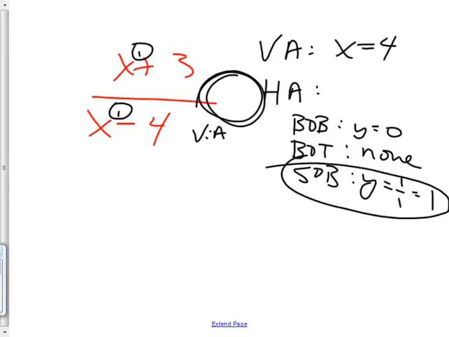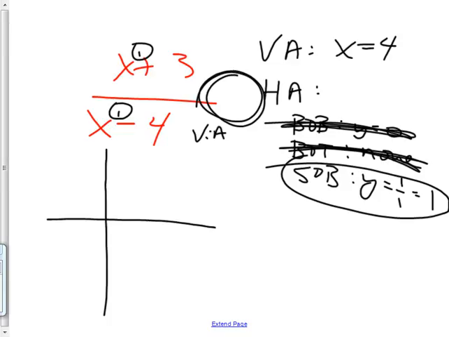It's not a BOB because it's not bigger on the bottom. It's not a BOT because it's not bigger on top. It's same on both, and therefore it's y equals 1. So if I were to graph this thing, I'd know to put a line at y equals 1. I'd also know to put a line at x equals 4.